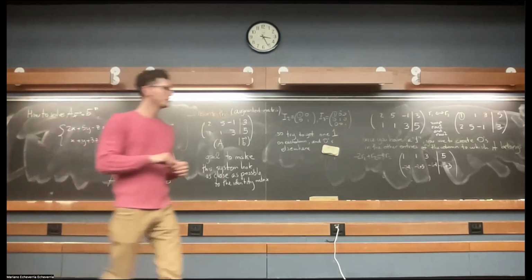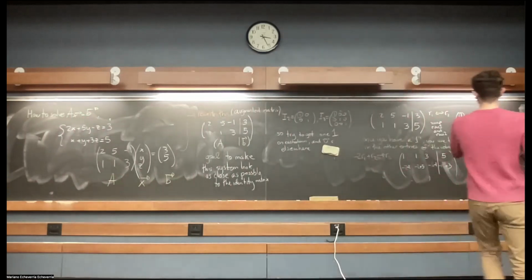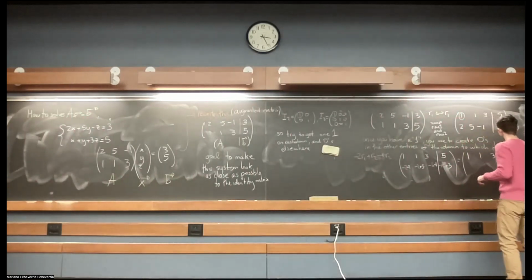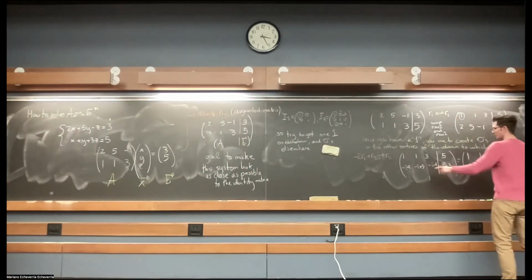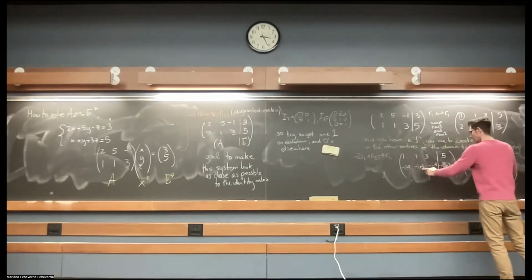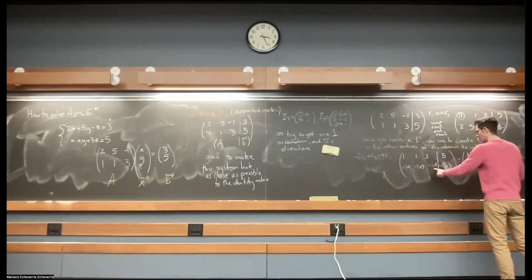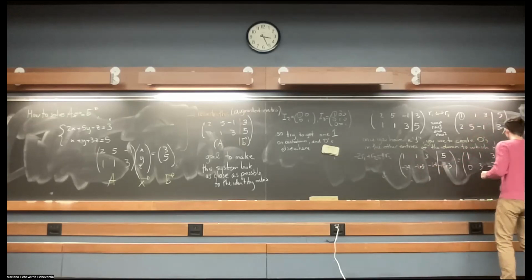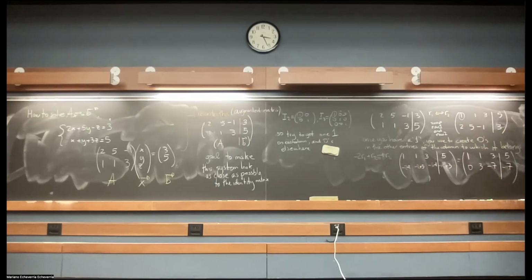Because what happens when we do this, nothing happens to the first row again. So it's 1, 1, 3, 5. But now the second row looks like 0, 3, -7, and then -7, right? So now that's the new second row. Is that making sense? Questions on this?